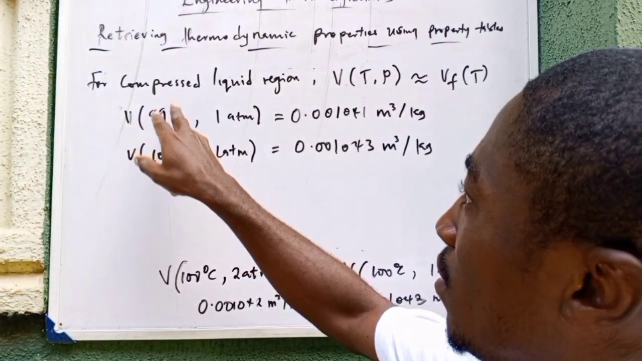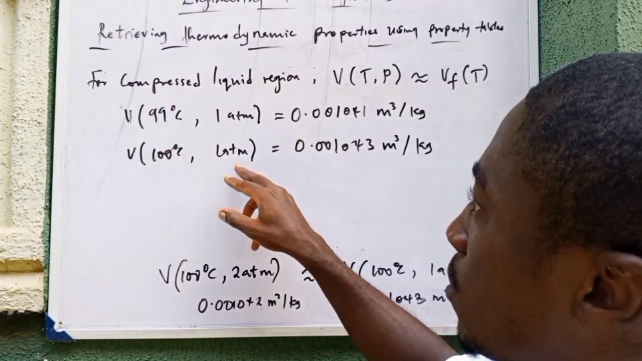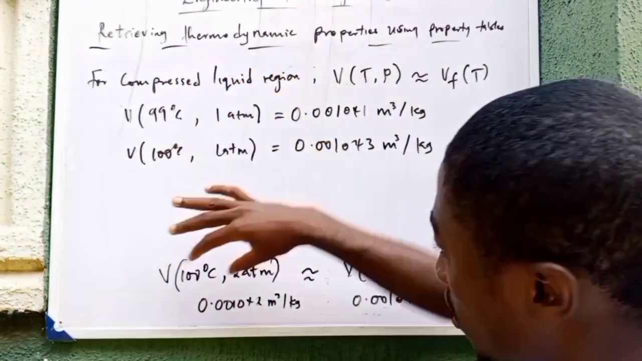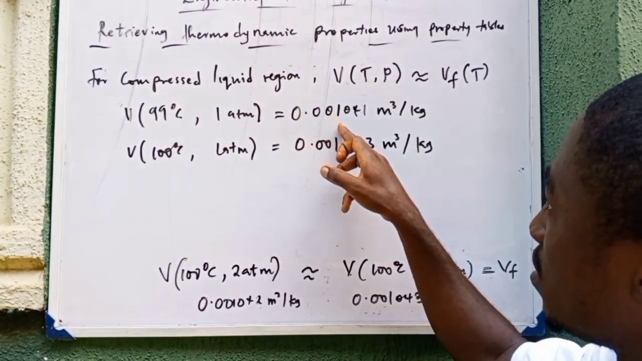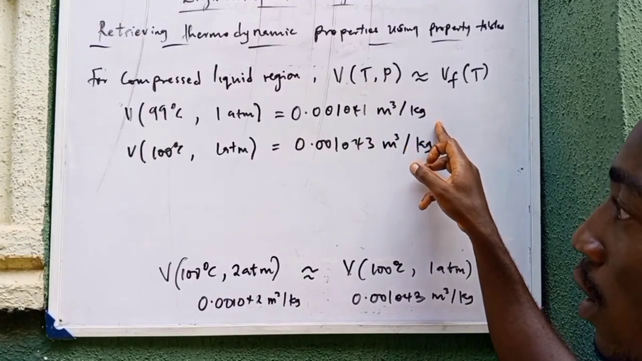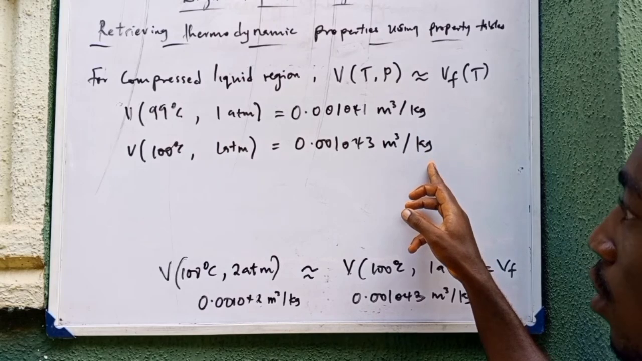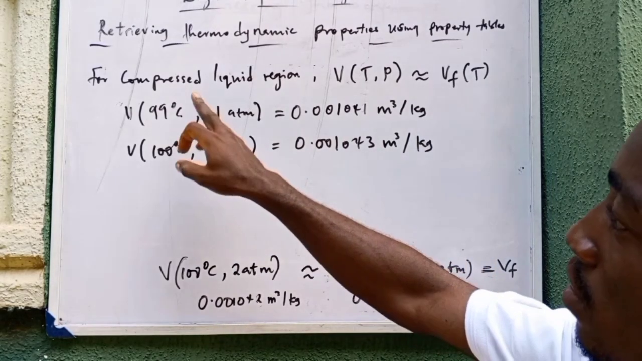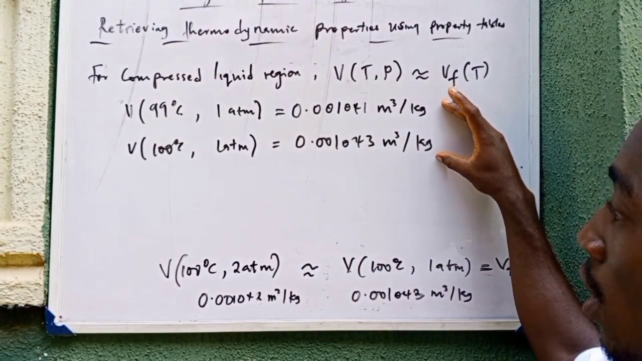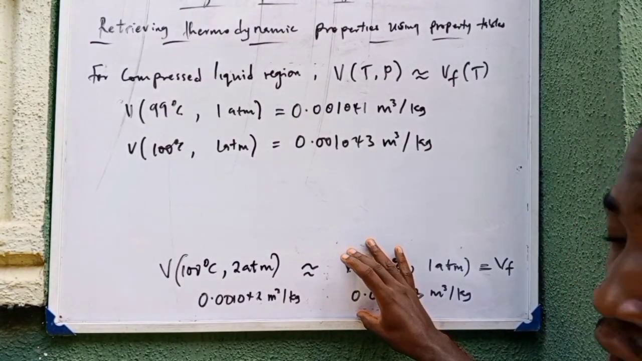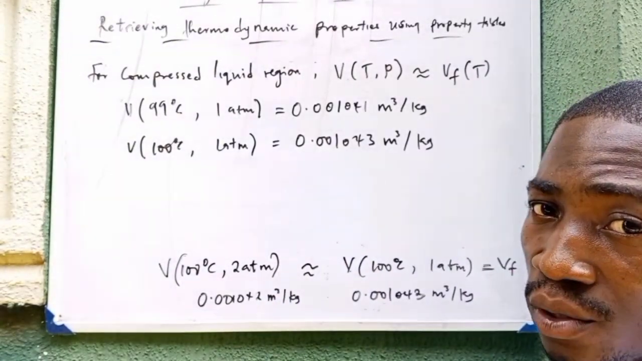But look at this one. V at 99 degrees Celsius and 1 atm, and V at 100 degrees Celsius and 1 atm. So pressure is held constant. In this case, temperature is held constant. Let's see what happens. So for this one, we are having 0.001041 meter cube per kilogram. But for this one, we are having 0.001043 meter cube per kilogram. So you can see that just a unit difference caused what? A larger change. So the change in volume here is double the change in volume here. So this gives us a better what? Approximation. That's when temperature is held constant.